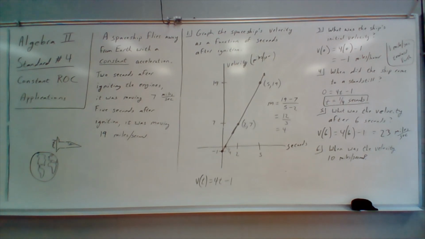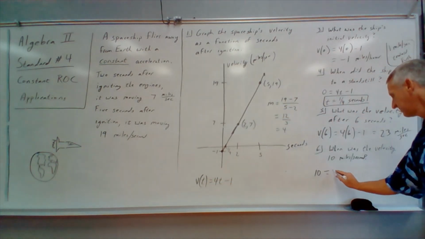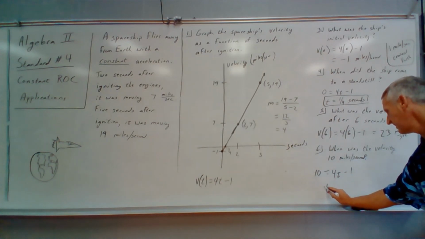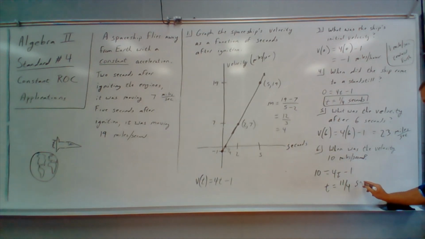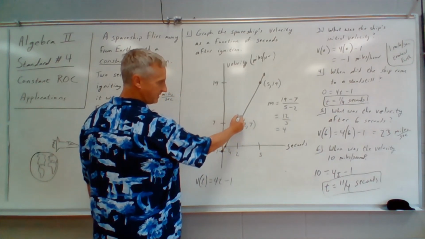When was the velocity 10 miles per second? Here I'm giving you the velocity and I want to know the time. So I put 10 in for the velocity: 10 equals 4t minus 1. Solve that for t. Add 1 to both sides, I get 11 divided by 4, so t is equal to 11 over 4, and this will be seconds. 11 divided by 4 is 2 3/4, so it should be right in this area, and that's where I get 10. So that makes sense.